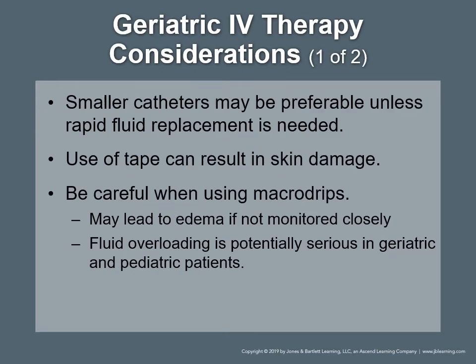Geriatric IV therapy considerations. Smaller catheters may be preferable unless rapid fluid replacement is needed. Some medications used by older adults have the tendency to create fragile skin and veins. Often, simply puncturing the vein will cause a massive hematoma. The use of tape can result in skin damage. Catheters, try using smaller catheters, 20, 22, or 24 gauge.